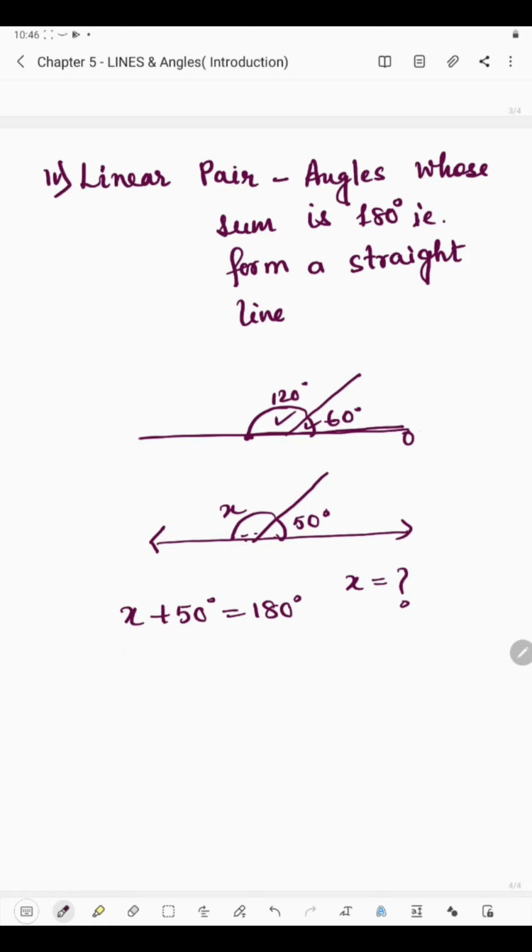So how to find the value of X? If you take 50 to the other side, then it will be 180 degree minus 50 degree, which is 8 minus 5, 3, which is 130 degree. Okay. So linear pair means the sum of two angles will be 180 degree.